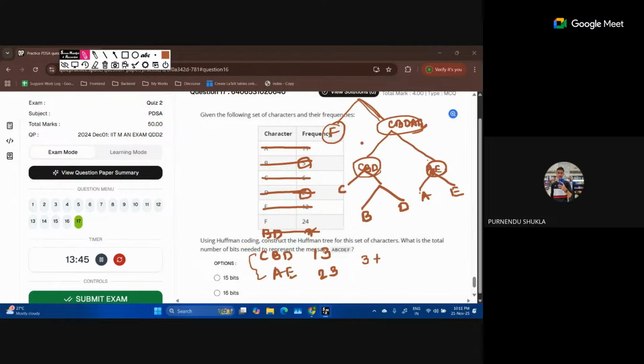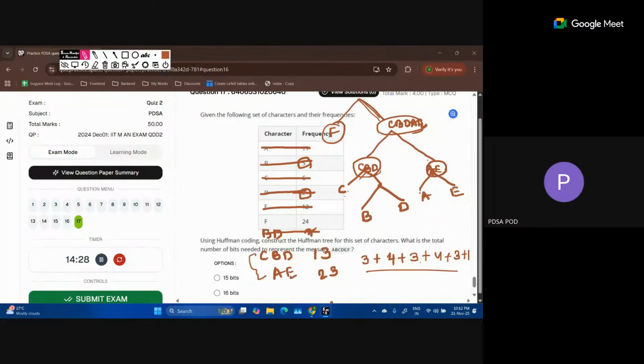B will be 1, 2, 3, 4, with this side being 0, so it is 1 0 1 0. You just count the edges from the root to the leaf. So C is 1, 2, 3, which is 1, 0, 0, so 3 digits. D will again be 4: 1, 2, 3, 4. E will be 3. F will be 1. Exactly.